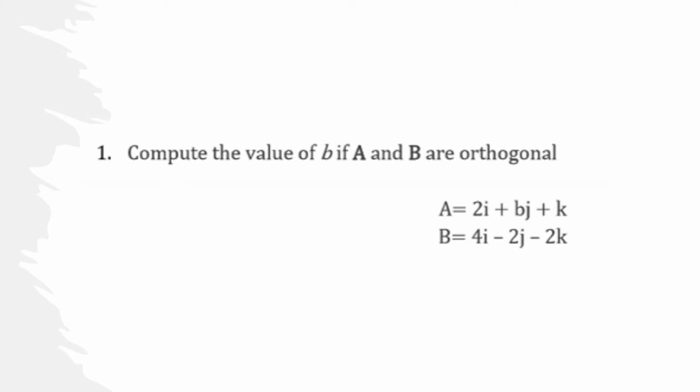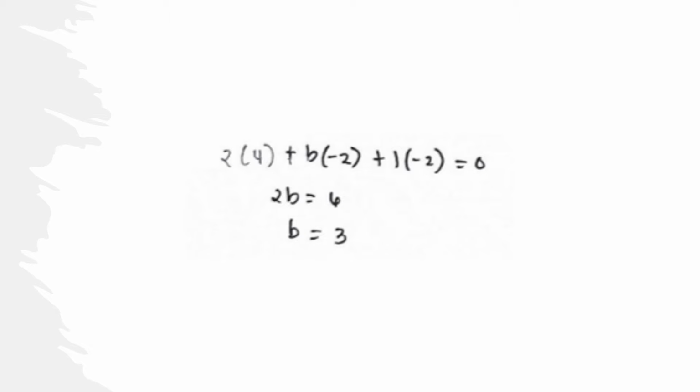First problem, compute the value of b if A and B are orthogonal. A is equal to 2i plus bj plus k, and B is equal to 4i minus 2j minus 2k. Orthogonal means perpendicular. Since they are perpendicular, their dot product is 0. Then we can directly substitute the coefficients of B to A. So 2 times 4 plus b times negative 2 plus 1 times negative 2 is equal to 0. Then we get the value of b, which is 3.